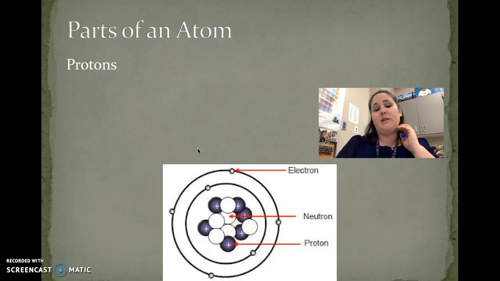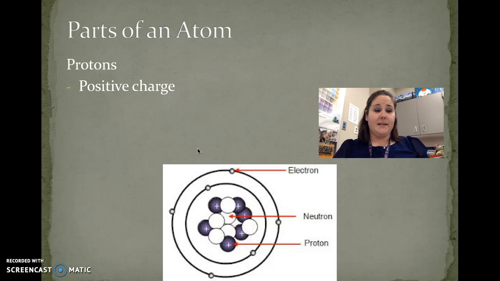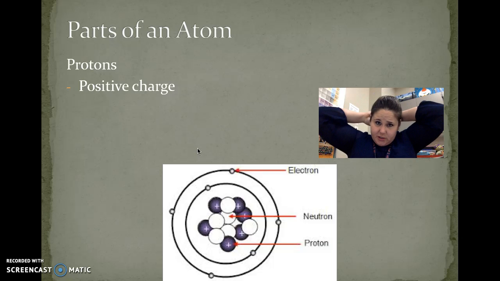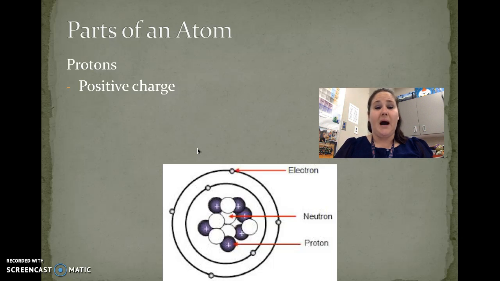So first of all, protons. They are positive charge. What letter do they both start with? Protons and positive. So I remember P and P. Protons are positive. Let's talk about their charge. There's positive, negative, or neutral charges. Protons are positive. They are found in the nucleus.